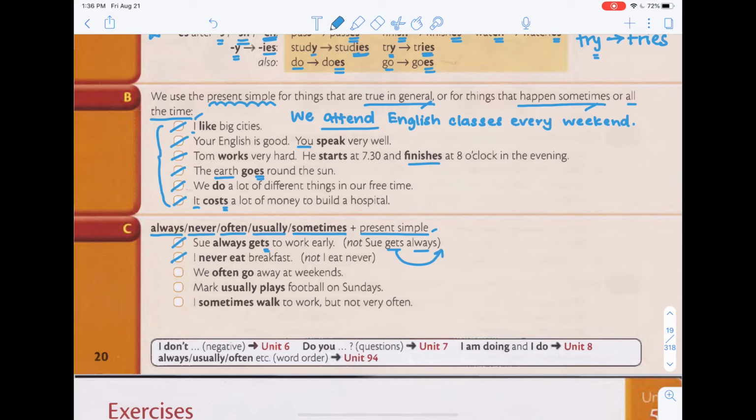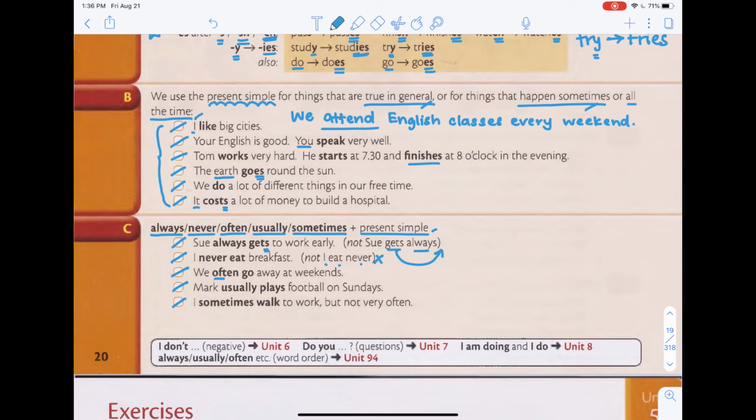I never eat breakfast. Not I eat never. This is wrong. It has to be I never eat. I never eat breakfast. We often go away at weekends. So we often go away at weekends. Mark is a boy's name, is a he. Mark usually plays football on Sundays. And lastly, we have I sometimes walk to work, but not very often.